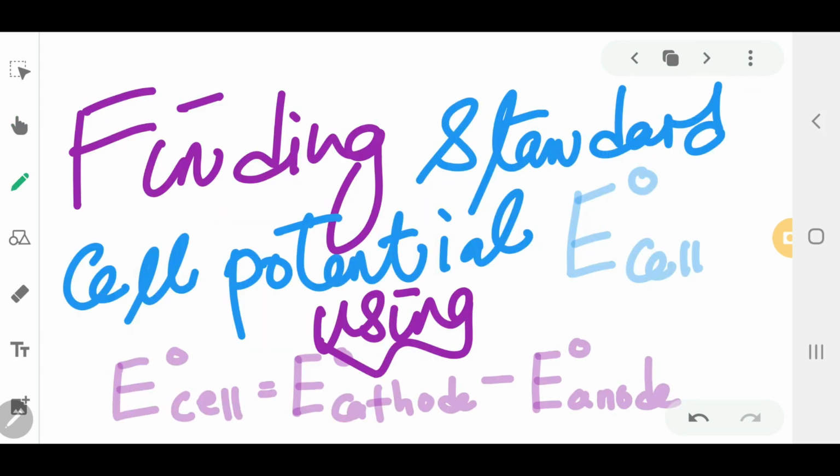Now we're going to look at the second type of problem solving regarding standard reduction potential values. Here, we're going to find the standard cell potential, E naught cell, using the formula we have over here: E naught cell equals E naught cathode minus E naught anode. We have two formulas to find the standard cell potential, but for the sake of simplicity, we can use the E naught cell formula right here.